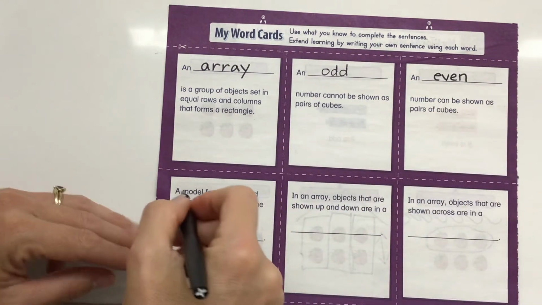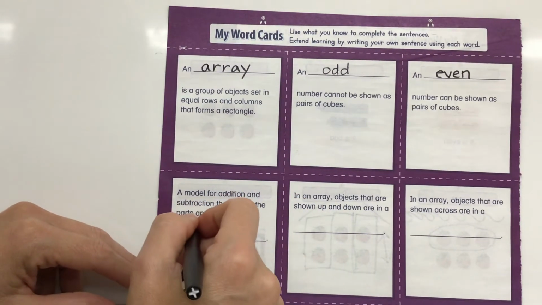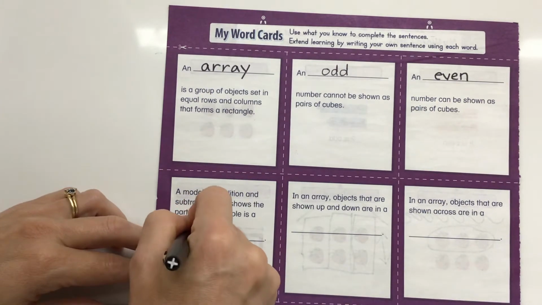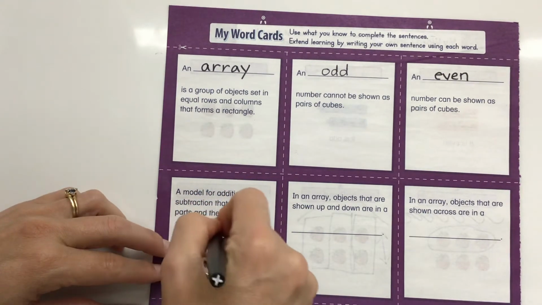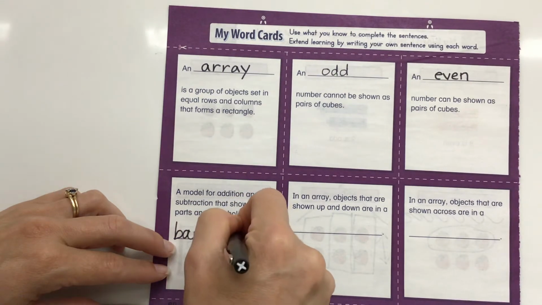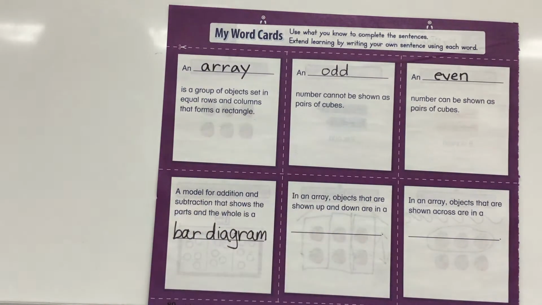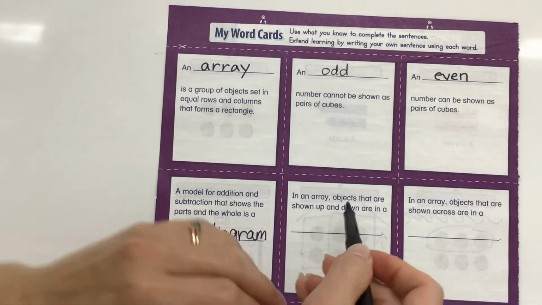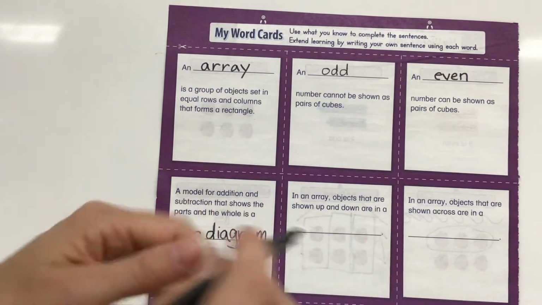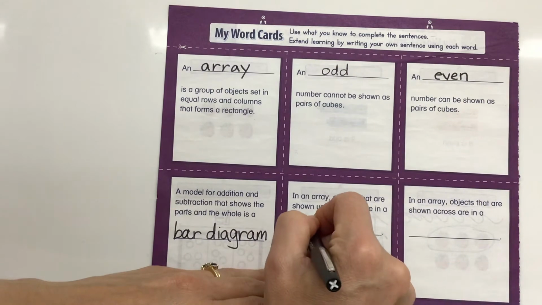Okay? A model for addition and subtraction that shows the parts and the whole is a bar diagram. B-A-R, D-I-A-G-R-A-M. Okay? In an array, objects that are shown up and down are a column. Remember, columns kind of hold up homes. I'll help you spell it.